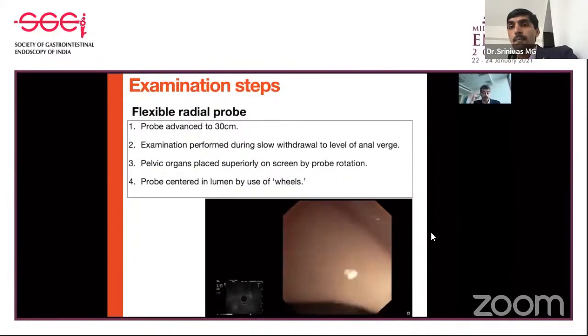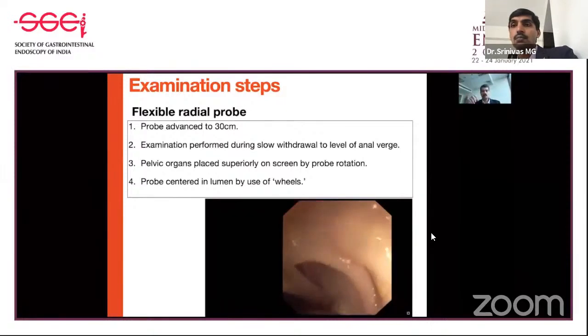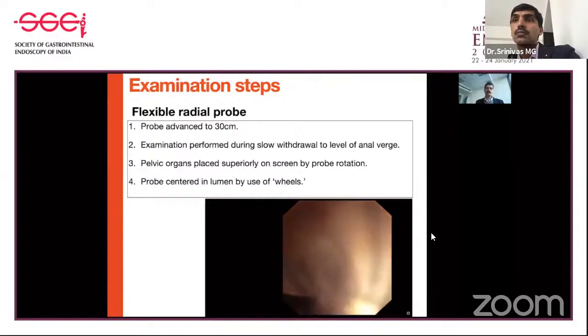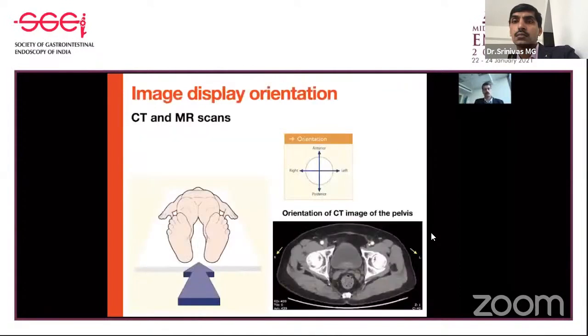So at 30 centimeters, you are into the sigmoid colon, and you see the bowel loops around, and there are no identifiable structures. So the imaging is done by slow, controlled withdrawal, and the first recognizable landmarks are vascular, and I will just show you those. The probe is centered in the lumen by the use of the big wheel and the small wheel.